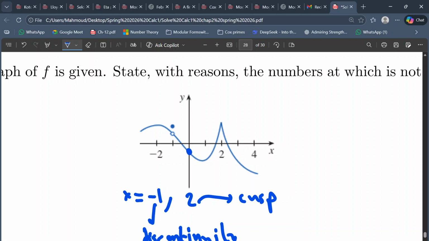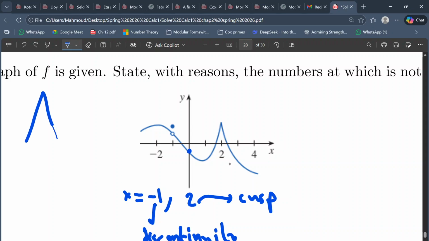Because you mean here, right? But here there is no problem. See, it's going like this. No problem. You have a problem if you have this. This one is a problem. Or you have something like this.